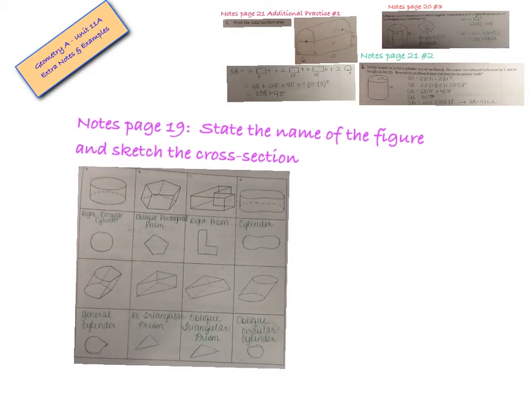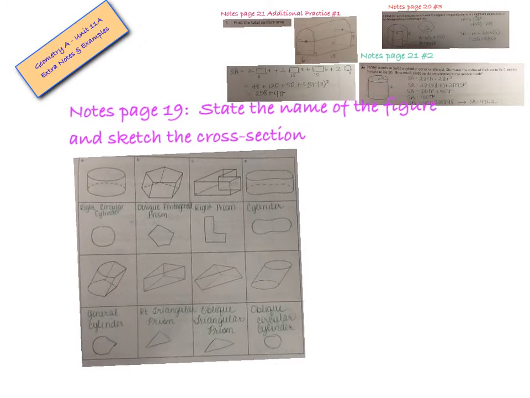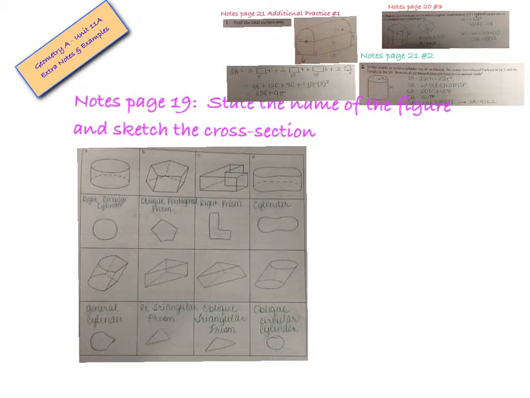Geometry A, Unit 11A, some extra notes and examples. On page 19, you were asked to state the name of the figure and sketch what the cross-section is. So if you take a look at the examples here, you can see that each of the shapes have been named and the cross-sections have been shown.